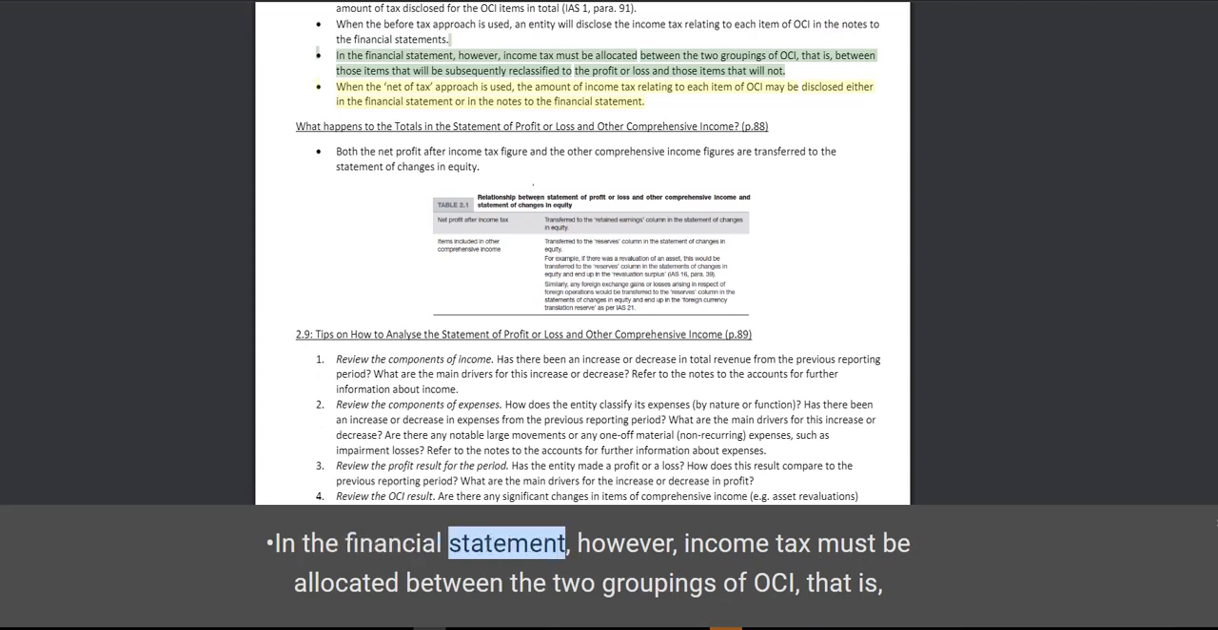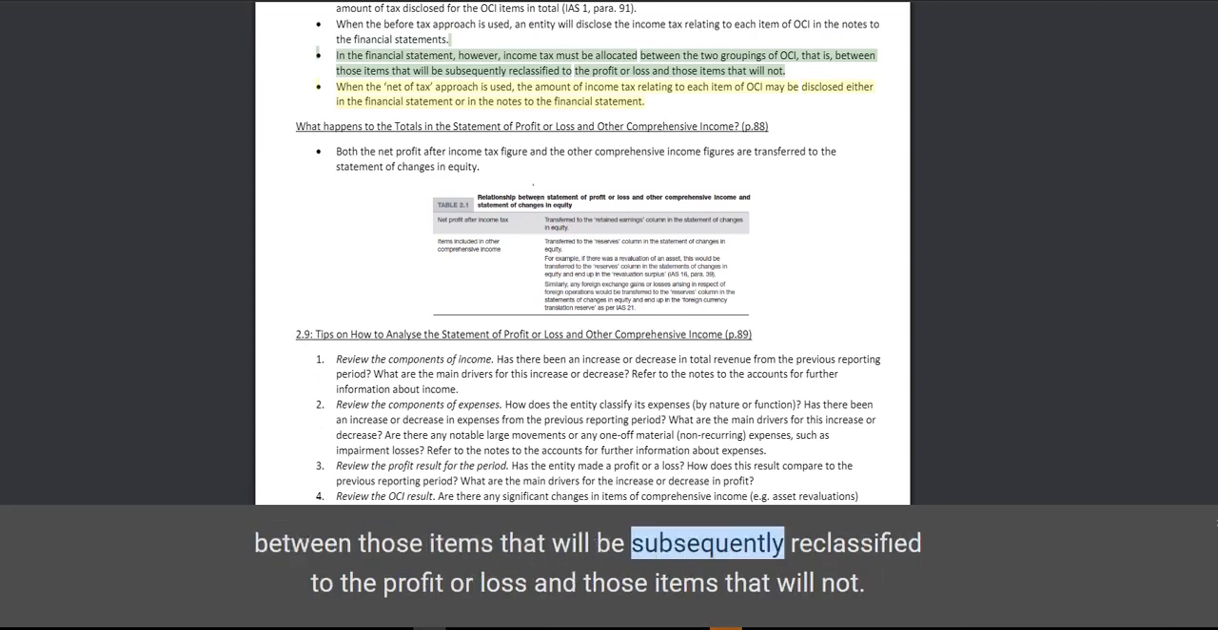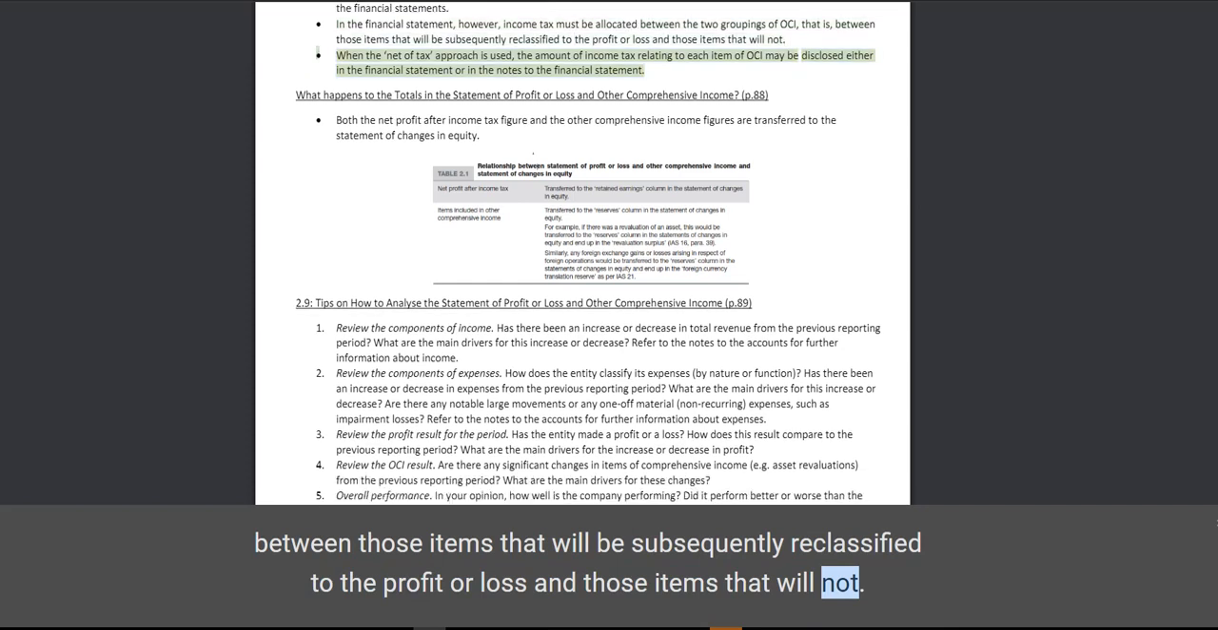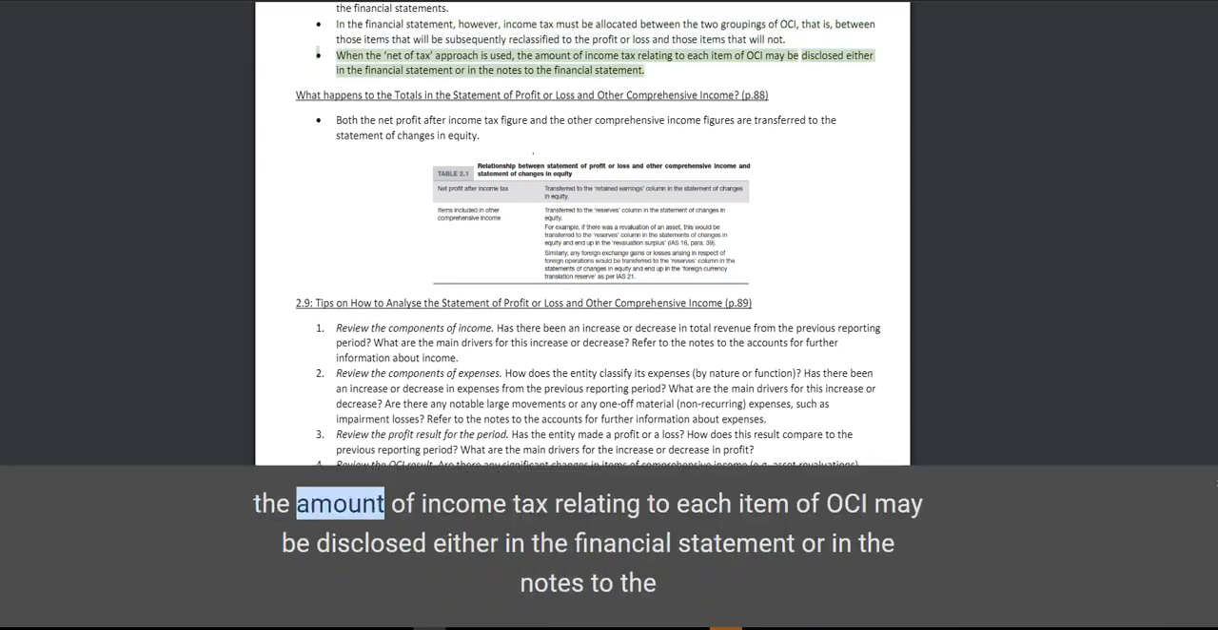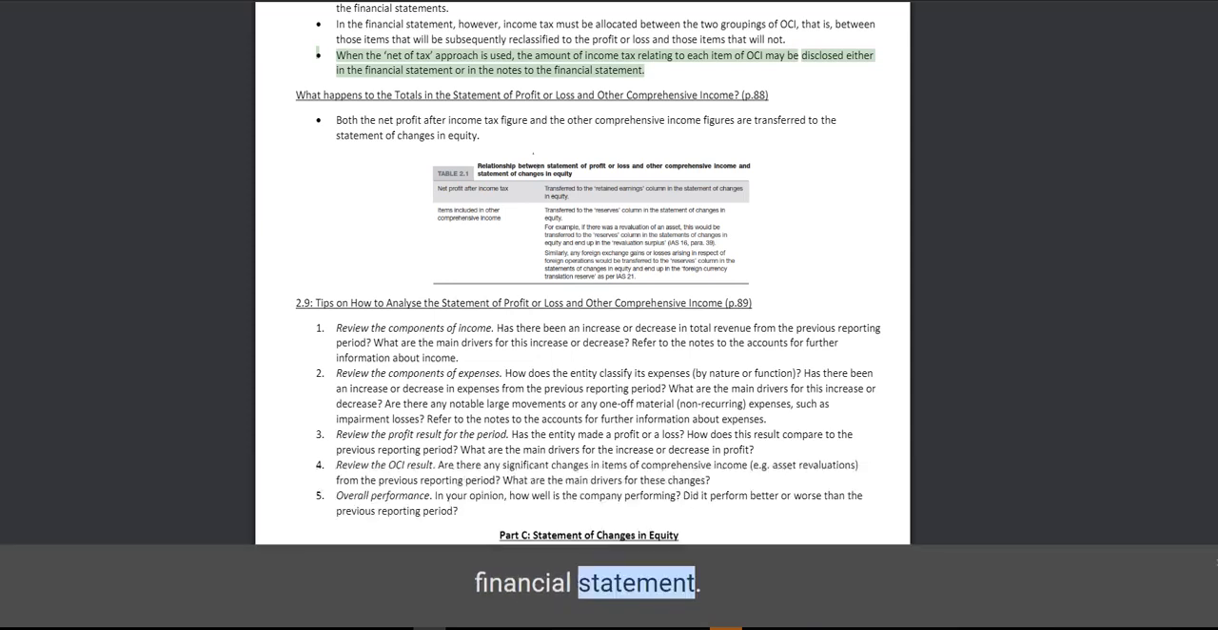In the financial statement, however, income tax must be allocated between the two groupings of OCI, that is, between those items that will be subsequently reclassified to the profit or loss and those items that will not. When the net of tax approach is used, the amount of income tax relating to each item of OCI may be disclosed either in the financial statement or in the notes to the financial statement.